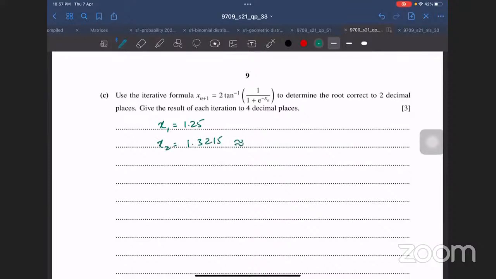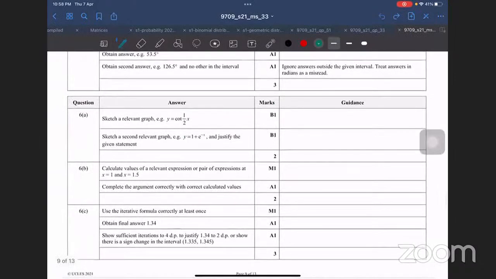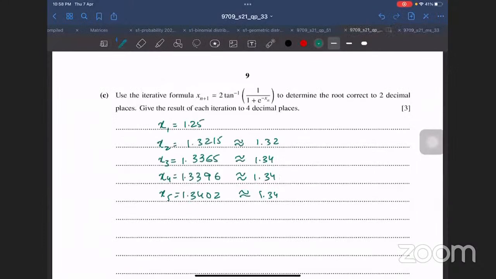1.3215 rounds off to 1.32, then 1.3365 rounds off to 1.34, then 1.3396 rounds off to 1.34, then 1.3402 also rounds off to 1.34. So I think I have my answer, that is 1.34. I have my iterations, all the iterations that I needed.